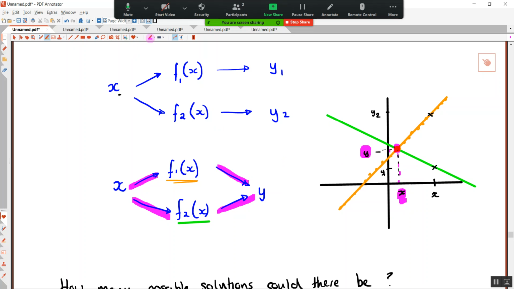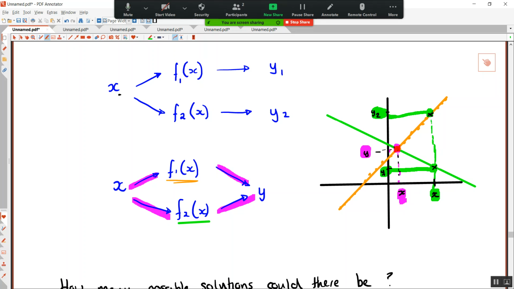If I pick a different value of x, I would go up and I would get a value of y for the green line. But if I pick the same value of x into the orange one, I would get a different value of y. So that would be like this situation, yeah? So when we're solving our system of linear equations, what we're talking about is where do they meet, right?